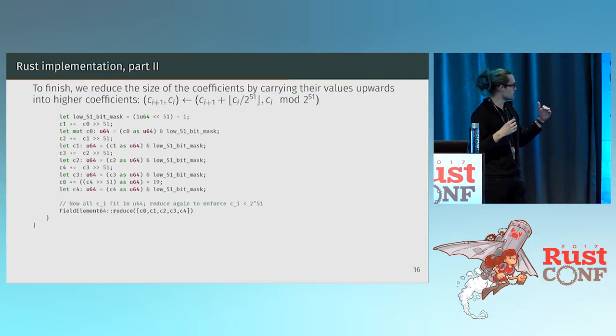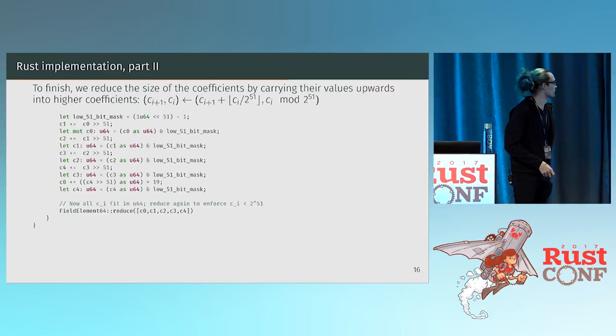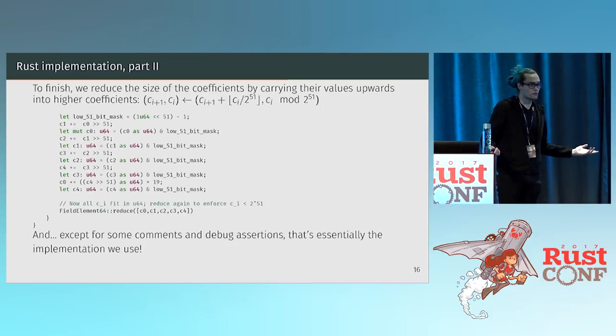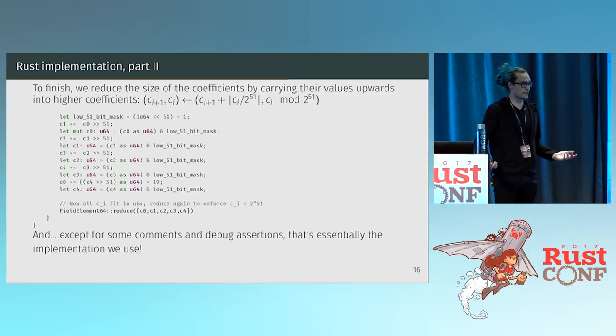But now they're not maybe as small as we'd like, so we can just do another carry pass. And that's what that field element 64 reduce function does. It does essentially the same thing, but it's less complicated because you don't have to change types. And it also will get inlined. So actually, that's our implementation. It's not the simplest thing, but it's not that complicated.